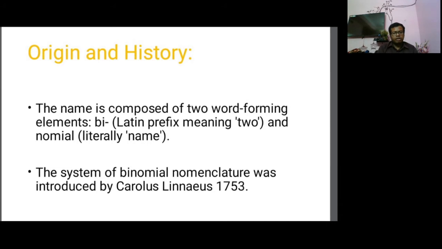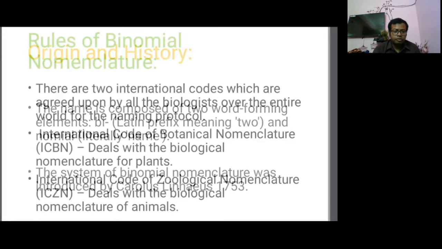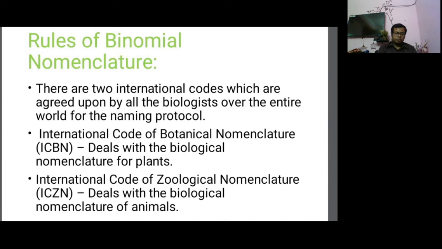Next, the origin and history of zoological nomenclature. The binomial nomenclature system is followed in zoological nomenclature, where bi means two and nomial means name. That is, the binomial nomenclature system is composed of two names. The first is the genus, and the second is the species name. Who discovered the system? The system of binomial nomenclature was first introduced by Carolus Linnaeus in 1753.